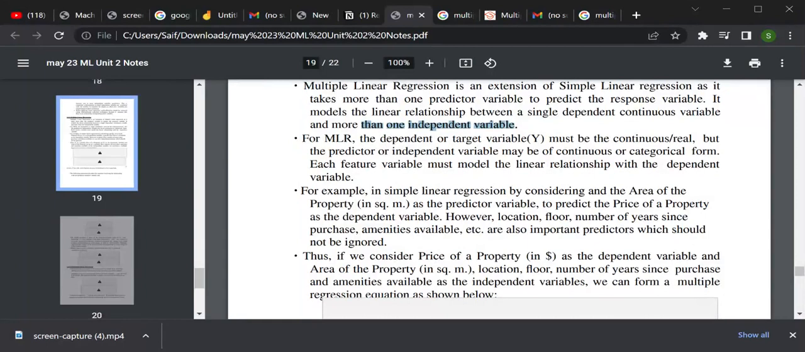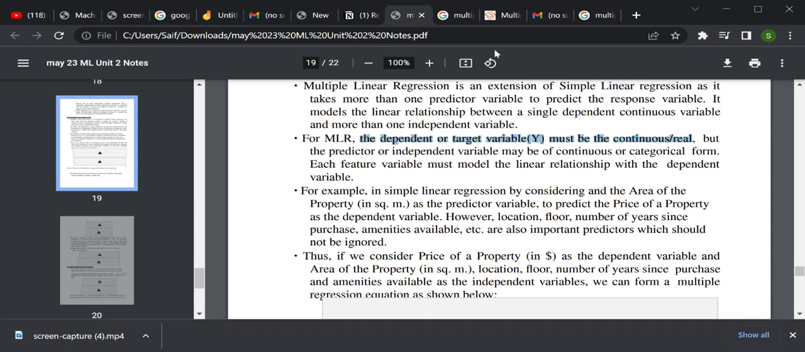Just write the example of the laptop that I have shown you, or you can read this one out and use this example as well. Both examples are valid. We will read this point: the dependent or target variable must be continuous or real. This is a property of simple as well as multiple regression.